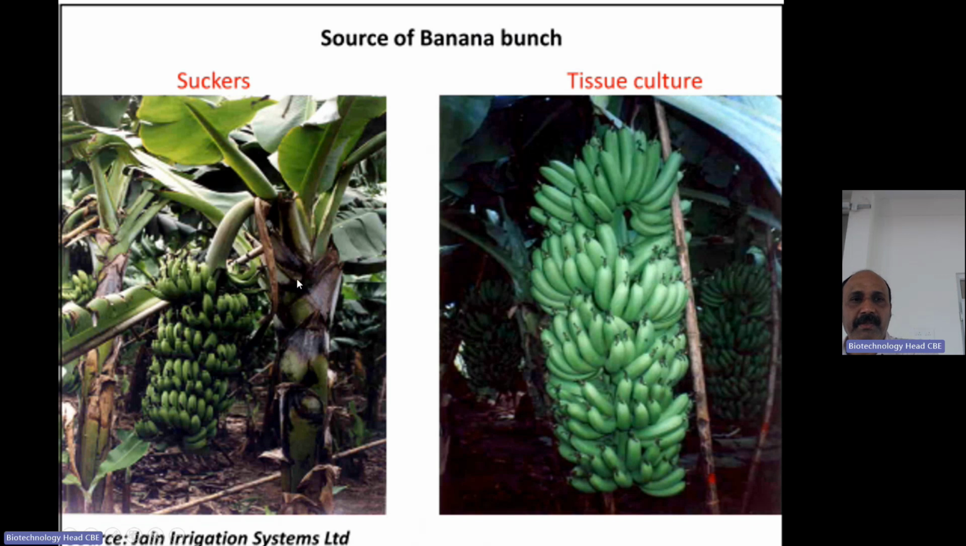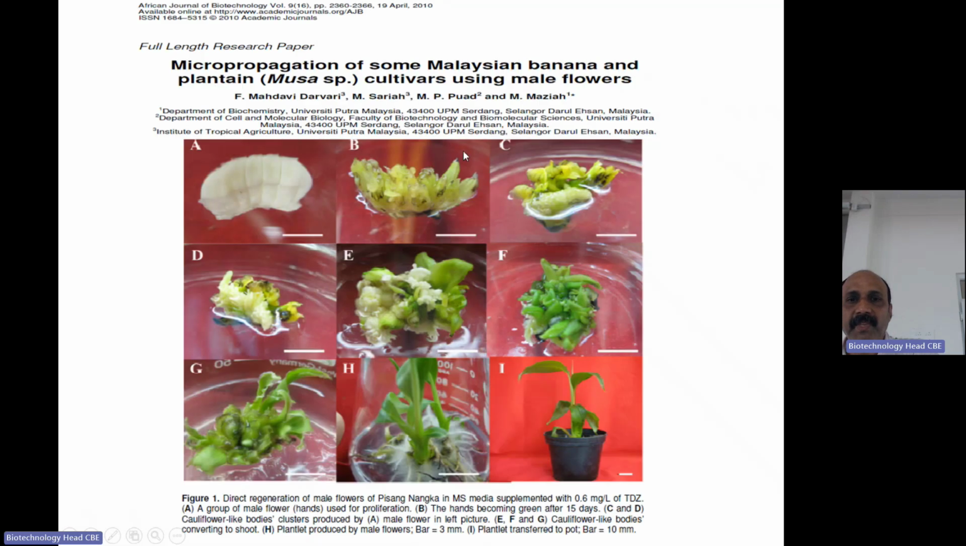So this is a picture of the normal bunch that is produced by normal suckers, and this is from the tissue culture banana bunch. So there can be a very large difference between the bunch produced from the normal suckers and the tissue culture produced plantlings. And also, apart from rhizomes, you can also use male flowers.